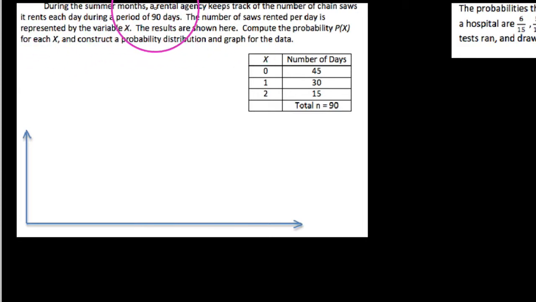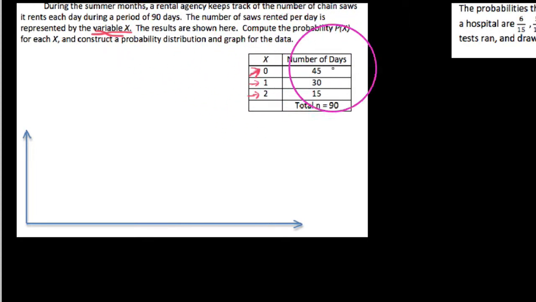We say during the summer months, a rental agency keeps track of the number of chainsaws it rents each day during a period of 90 days, because data is awesome to have. So they have their data here. The number of saws rented per day is represented by the variable x. So our variable x represents the number of chainsaws we rent on a given day. They either rented 0 or 1 or 2 on a given day. There must never have been a day where they rented 3 or 4 or anything else. So these are the only instances: either 0, 1, or 2 on a given day.